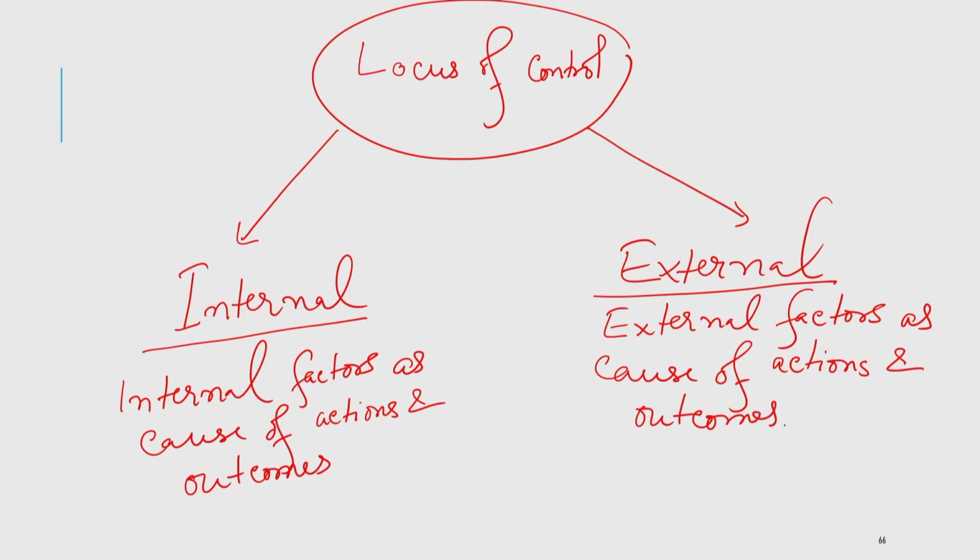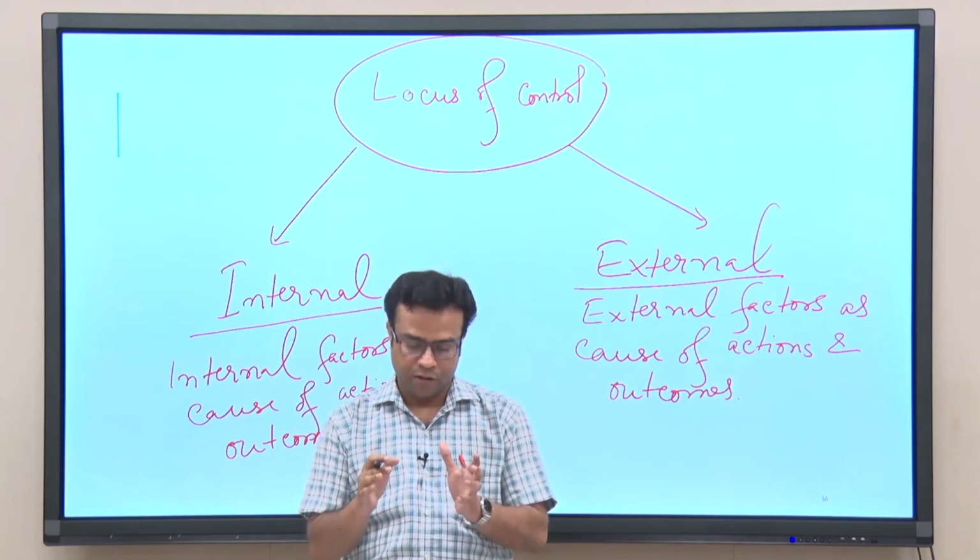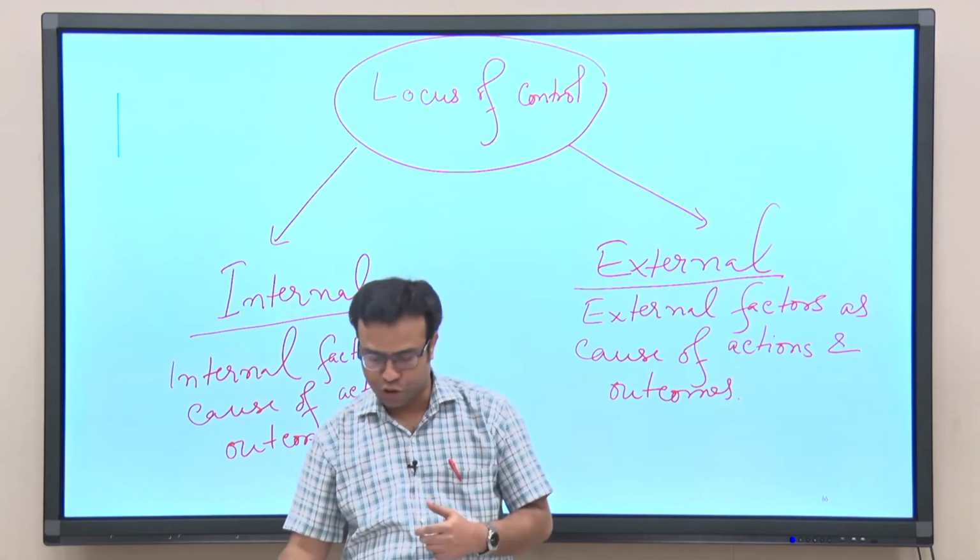So, there can be two loci of control, depending on the origin of your sense of control, whether it is coming from within yourself or from outside yourself. What is your general belief about the causality of your actions and outcomes? If you believe it is within you, then it is internal locus of control. If you are more likely to believe that the causality lies outside you, then it is called external locus of control.